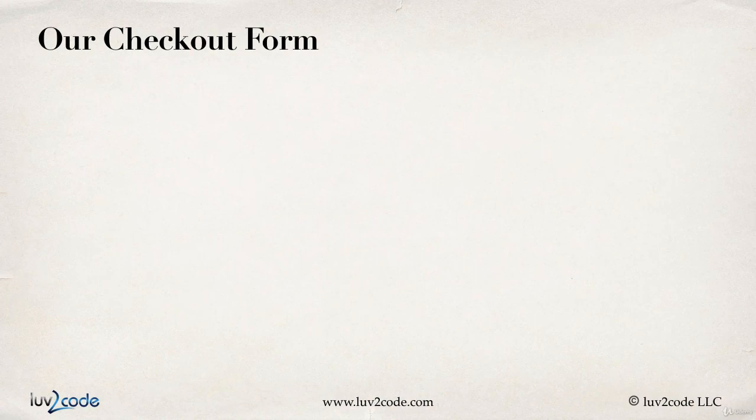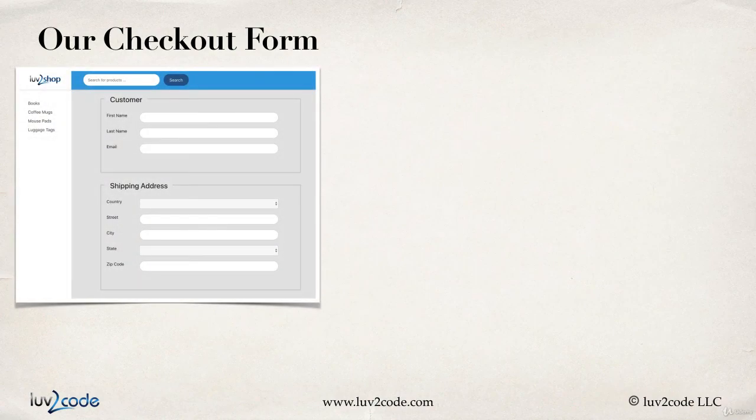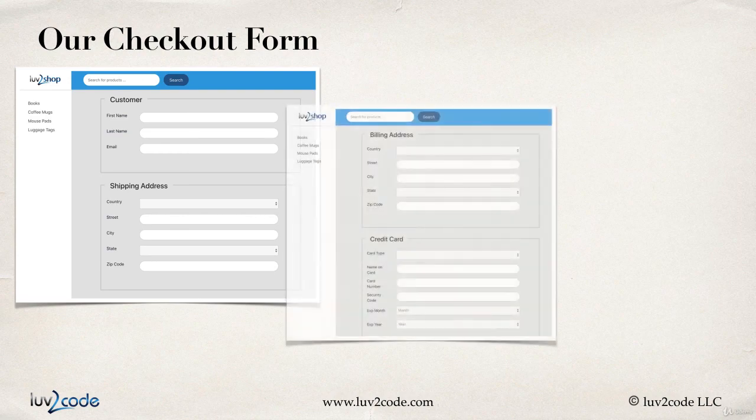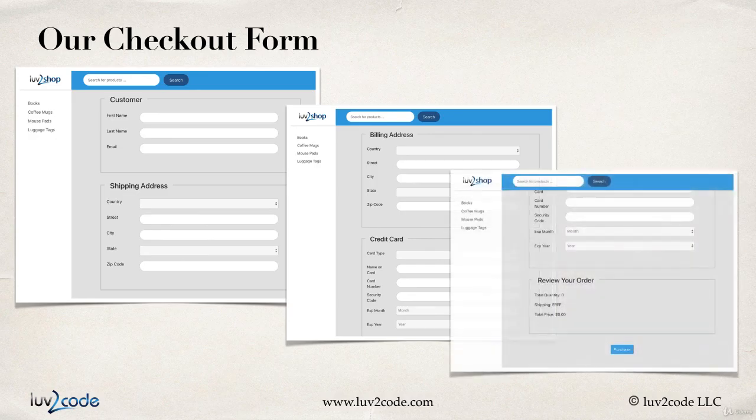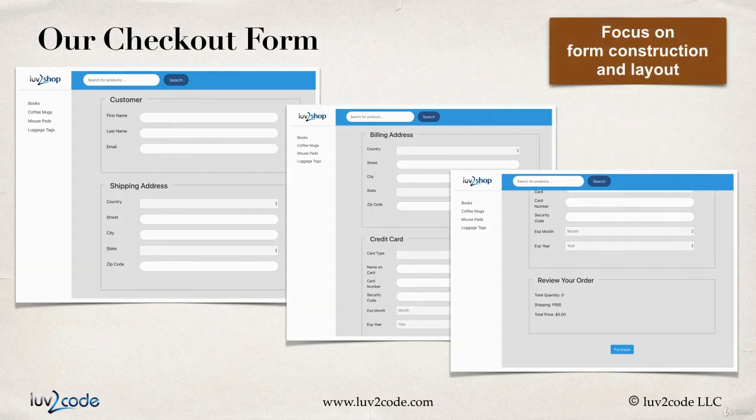So for our checkout form, we'll make use of nested groups. We'll have a customer group, we'll have a shipping address group, then we'll also have one for billing address, credit card information, and then finally at the bottom of our form, we'll have a section where the user can review their order and then finally purchase. So in this section of videos, we're going to focus on the form construction and layout. Later on, we'll get into populating a form, and then also we'll get into the work of processing the form on the back end.